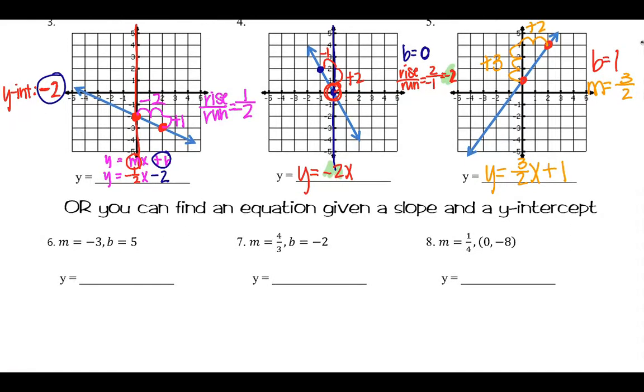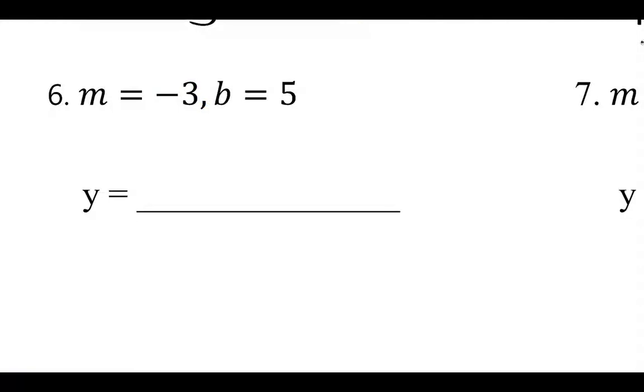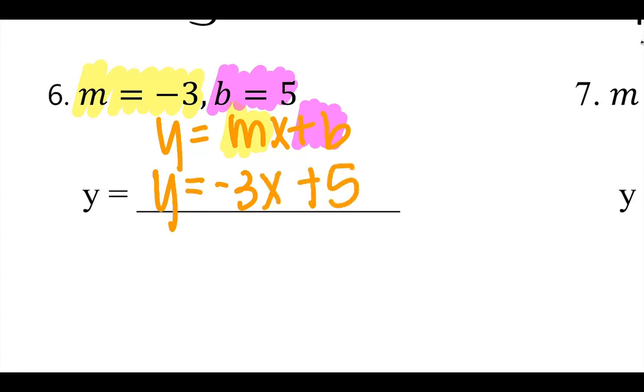Or you can find an equation given a slope and a y-intercept. So I'm given my m and my b, so this is actually less work. All I have to do is fill in where everything goes, right? So m is negative 3. Everywhere I see an m, I'm putting in negative 3. B is 5. Everywhere I see b, I'm putting 5. So let's just fill it in now. Y equals negative 3x plus 5. That easy.